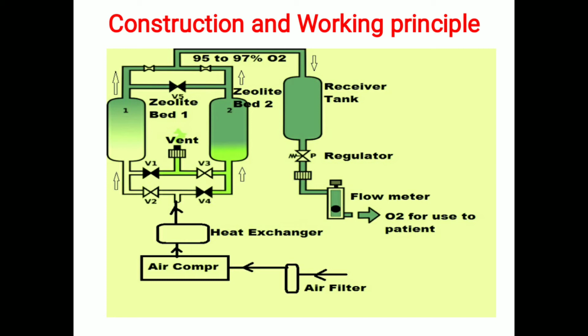This is the zeolite bed. It is also called a molecular sieve. These are two beds. This is the first zeolite bed, and this is the second. And this is the receiver tank, nothing but the oxygen receiver tank. Oxygen which is generated inside this zeolite bed is stored inside this receiver tank. Then this is the regulator, and this is the flow meter.